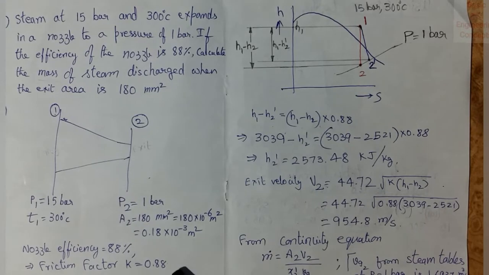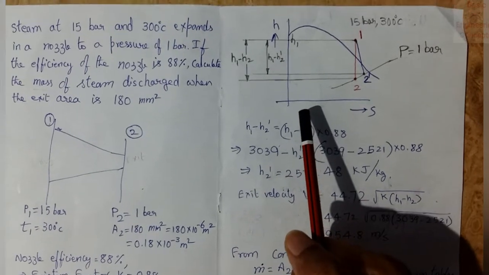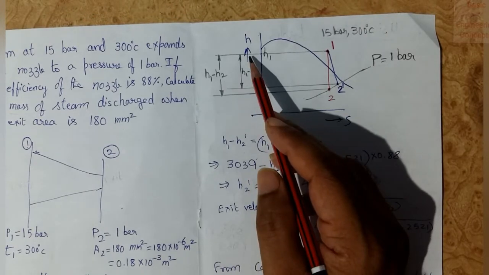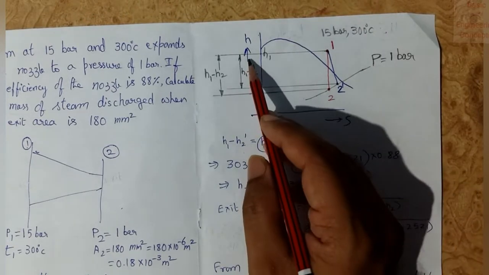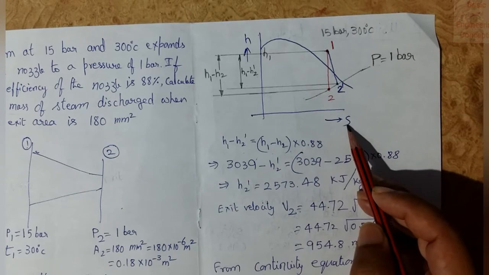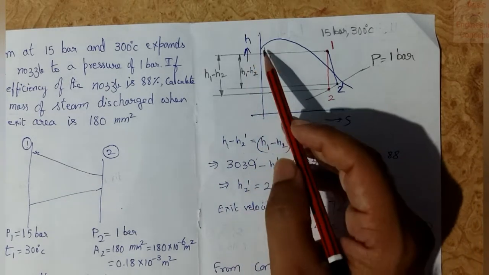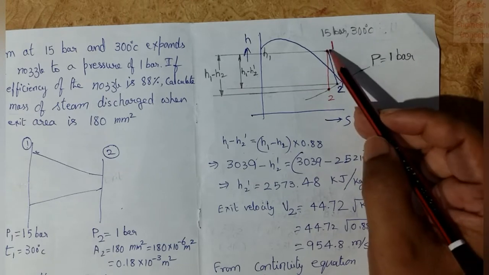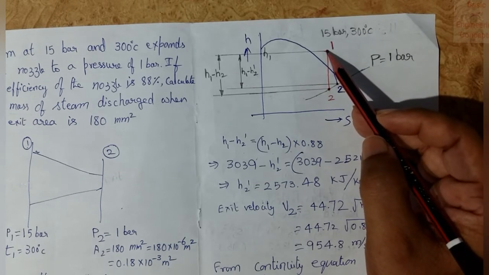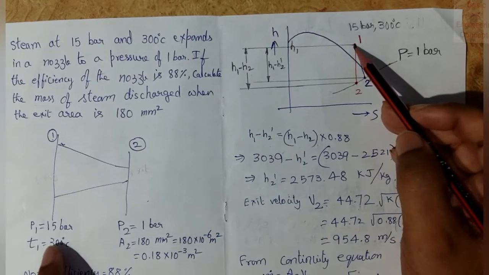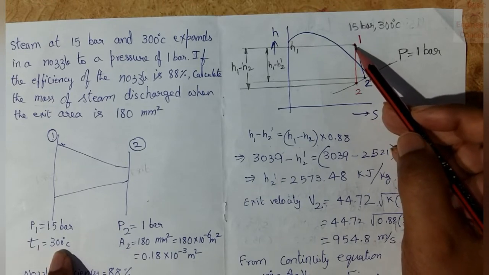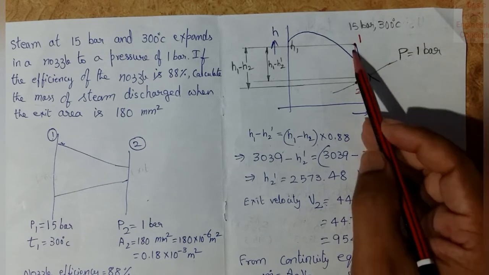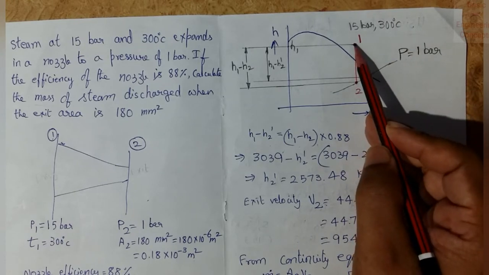So if you draw the HS diagram, it looks like this. Enthalpy on the y-axis, entropy on the x-axis. So this is the dry saturation line. Point 1: what is the first point? 15 bar and 300 degrees centigrade. So you can plot this point 1.